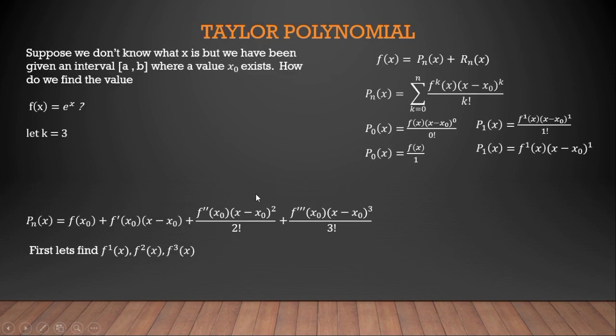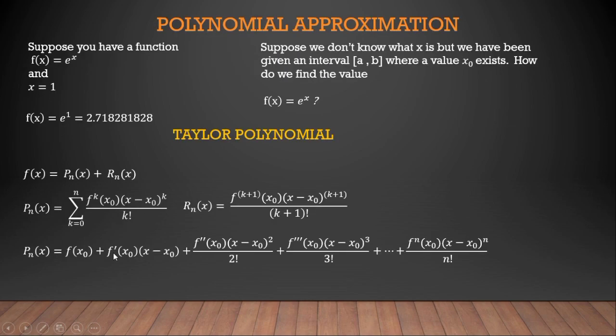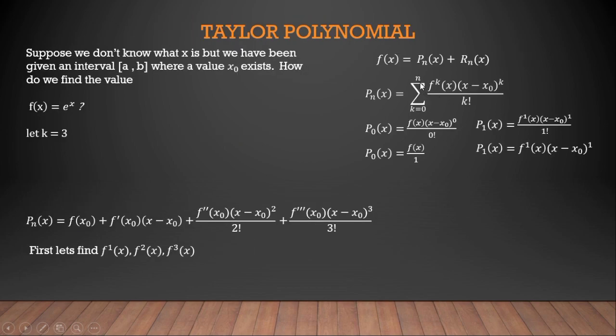Alright, so let's get into it. Suppose that we don't know what x is, and we've been given an interval a comma b, where a value x naught exists. How do we find the value, right? So we say f of x is equal to e to the power x. Let k equal 3. So let's say we're finding the third Taylor polynomial, right? So meaning the highest value of this sum operator here is going to be 3, right? So let k equal 3. So we're going to start iterating from 0, 1, 2, and 3.